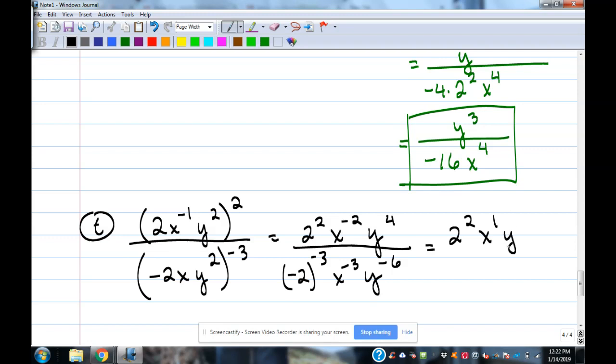Is it negative? 4 minus -6. Double negative right there, so that's plus positive, so that'd be 10. And then on the bottom, we got the -2 to the -3 power.